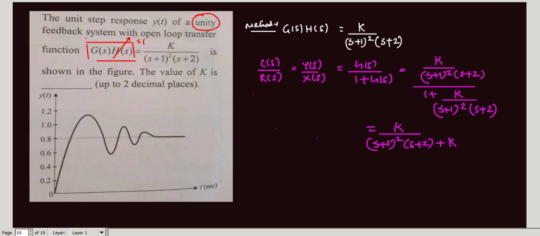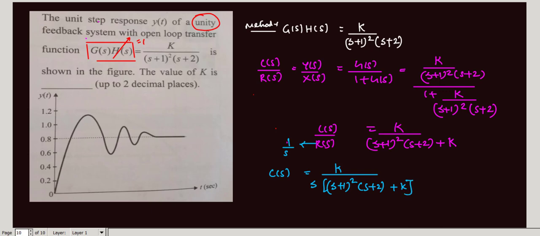This is the closed loop transfer function, C of S by R of S, and it is given a unit step response. So R of S is 1 by S, and C of S is K by S into (S plus 1) whole square into (S plus 2 plus K).